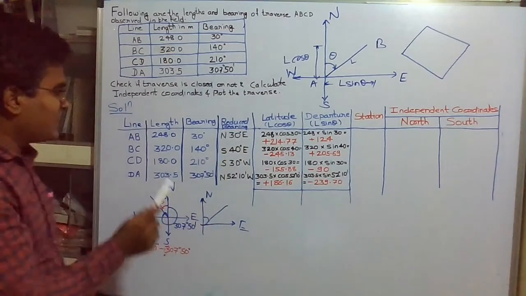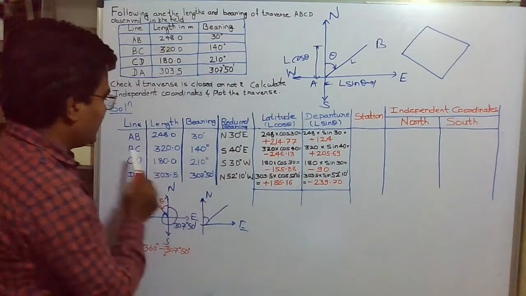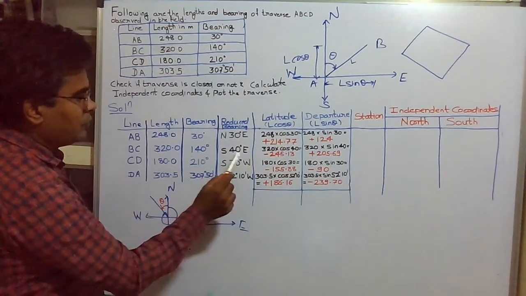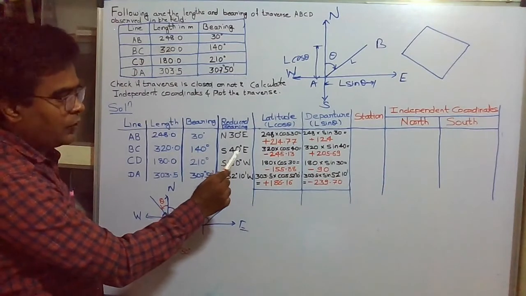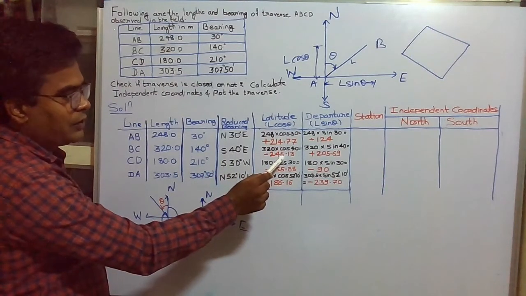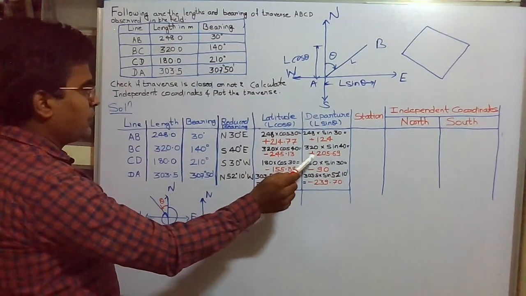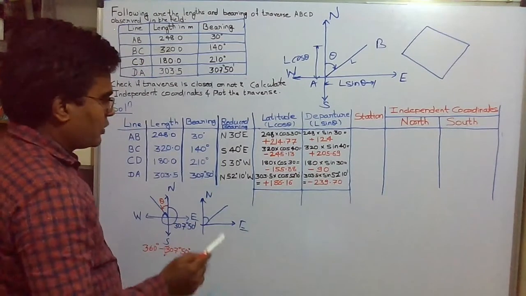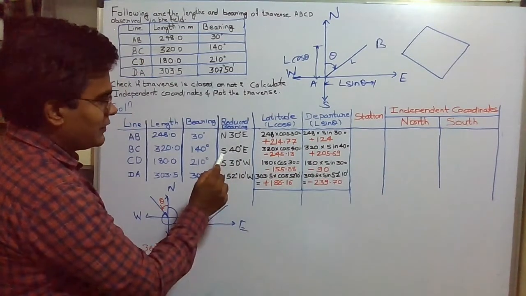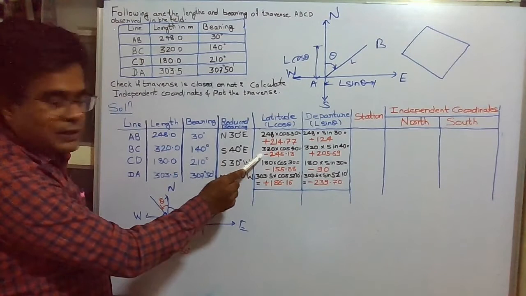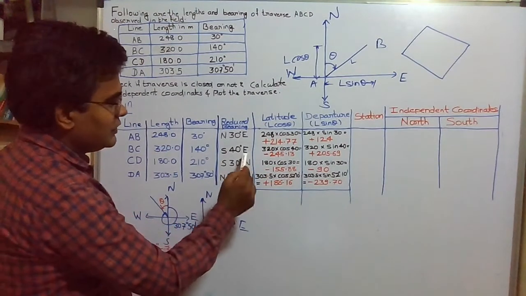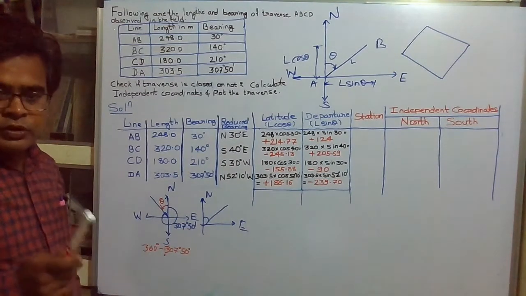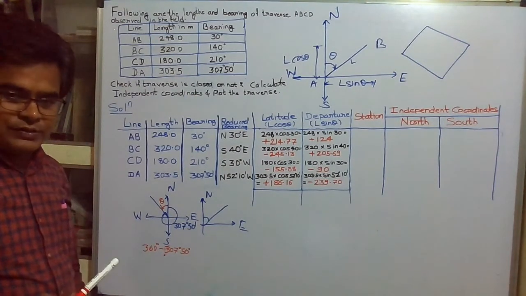Next we are computing latitude and departure for line BC. What is the length? 320 into cos of 40, the reduced bearing is 40. That is coming to 245.13. And again we are calculating the departure, 320 into sine of 40, that is coming 205.69. Here we will see the sign. Here it is south, so the latitude will be minus, and the departure is towards east, so it is positive. Got it. North positive, south negative, east positive, and west negative.